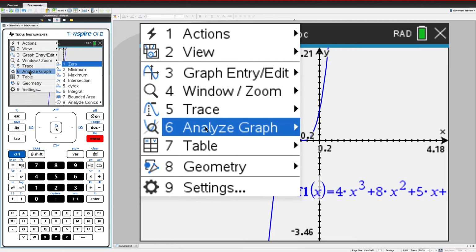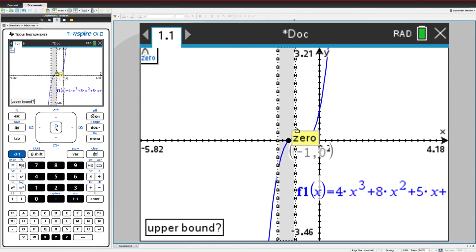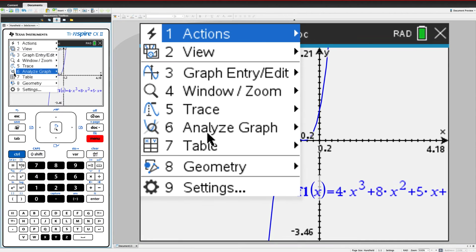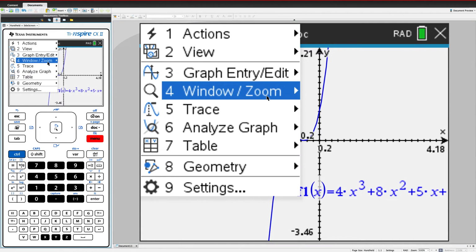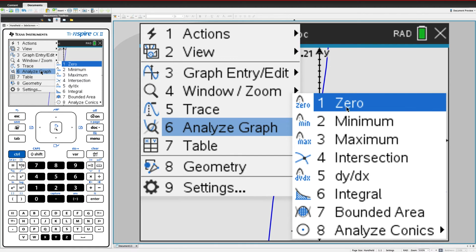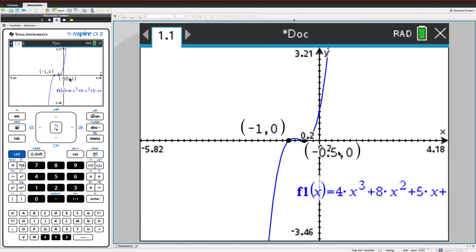All right, let's see how many zeros we have here. Menu, analyze graph, zero. How many unique zeros do you think we're going to have on this picture? 2. Now, how many total zeros will there be on this problem? 3, because that's the degree. The reason I say total is that it includes complex, real plus imaginaries. Analyze zero one more time. So there's that zero.